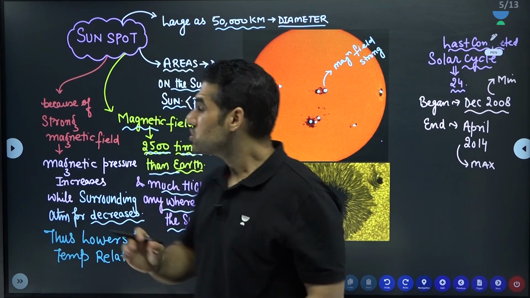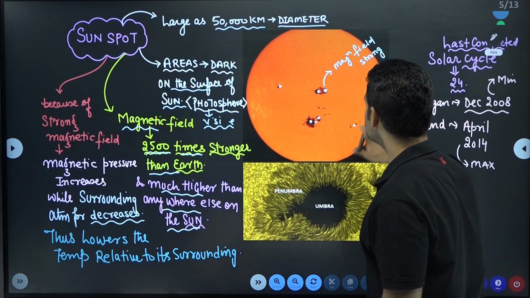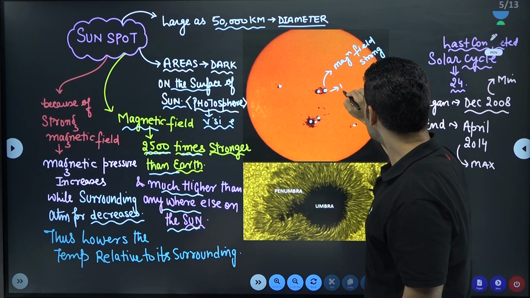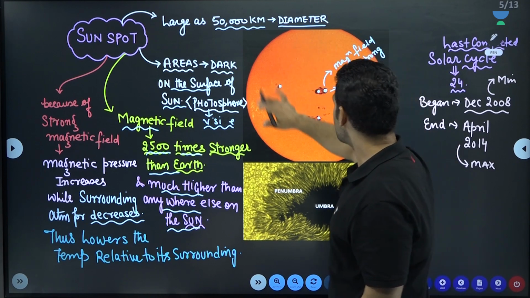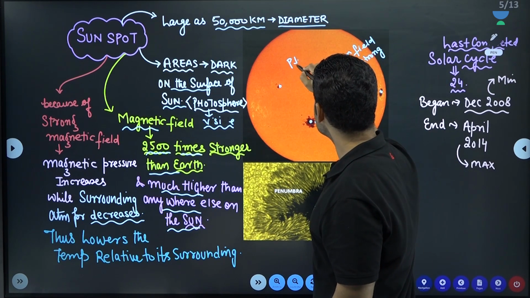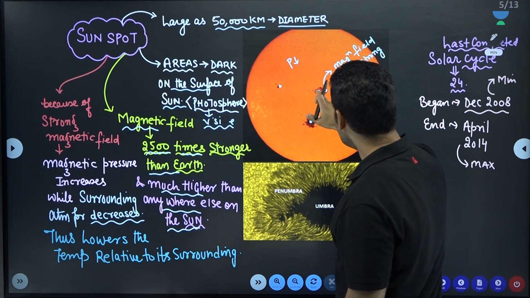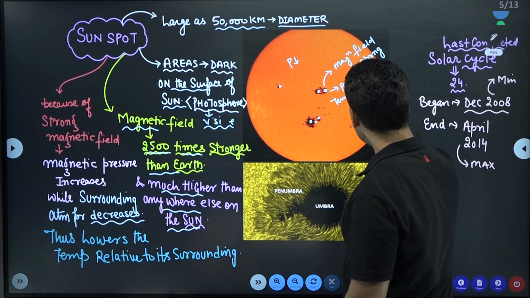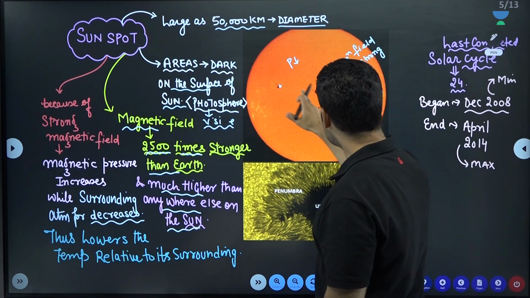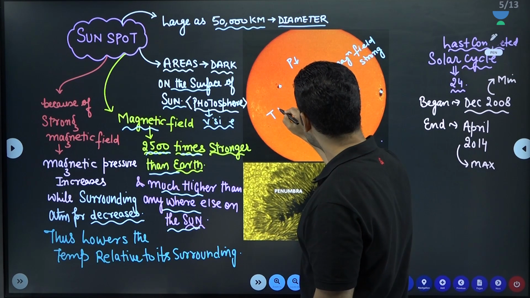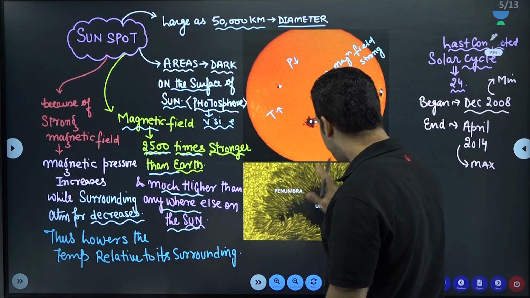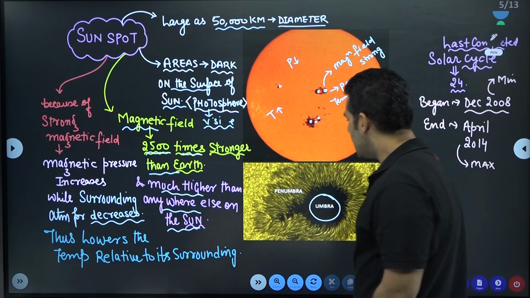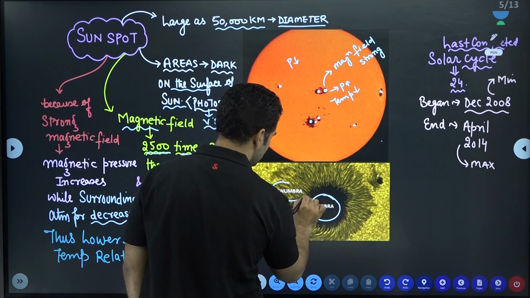of the Sun. So, in comparison to the rest of the regions, what will the pressure be here? Pressure will be high. So in surrounding areas like here, what will the pressure be? Less. As it will not allow the heat to move out, what will the temperature be here? It will be less. In comparison, what will the temperature be here? High. The dark part here is called the umbra and this lighter part is called the penumbra.